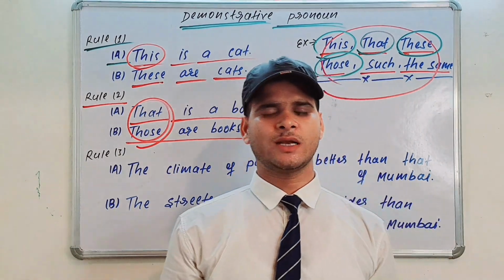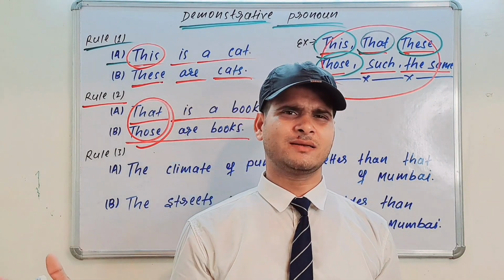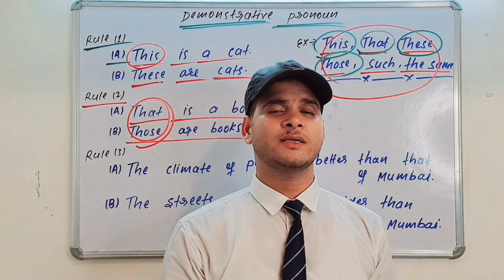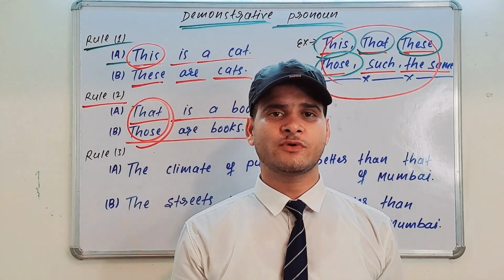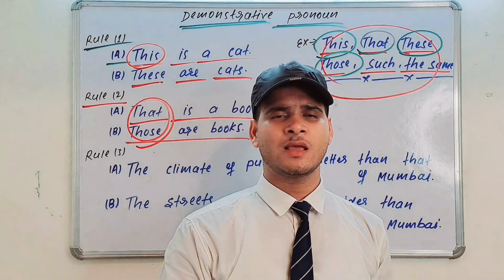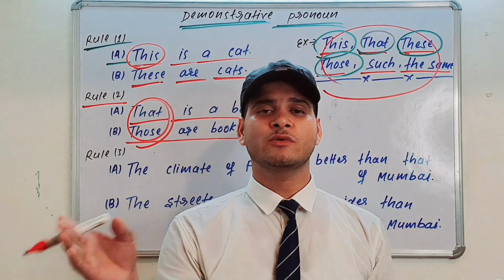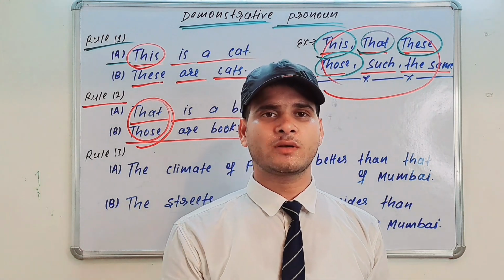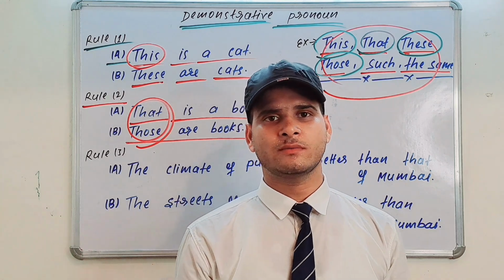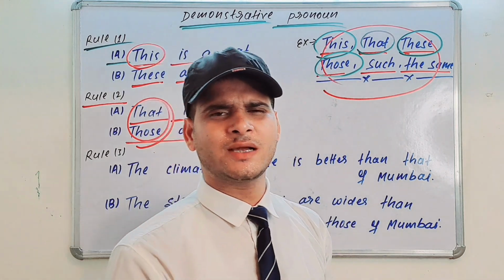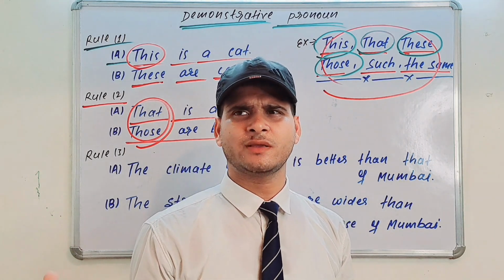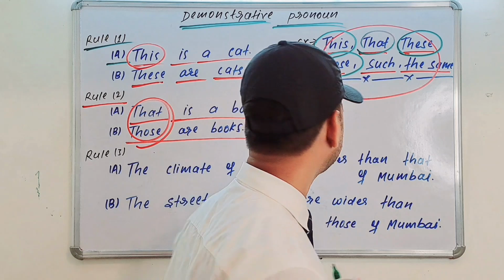Again I'm telling you the main difference between this and that, these and those. This is used to point out the nearest singular noun and that is used to point out a distant singular noun. But these is used to point out the nearest plural noun and those is used to point out a distant plural noun. Okay, and if you still have any doubt, just comment down below, message me, and I'm there for you.